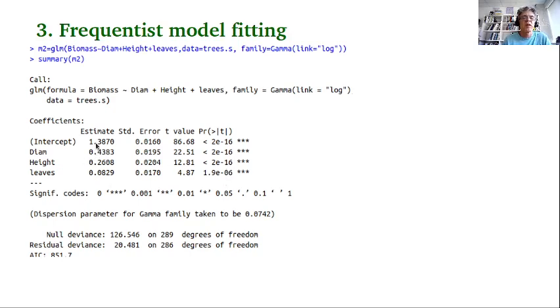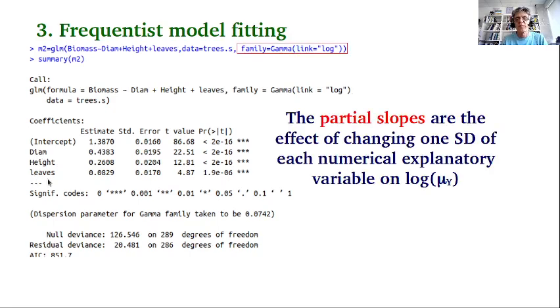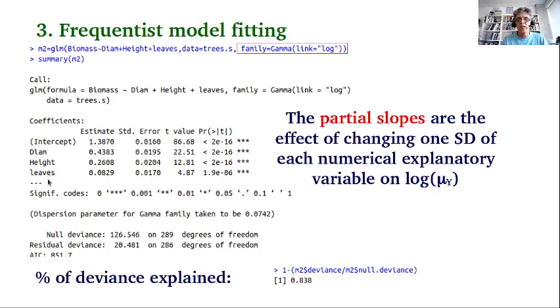The intercept is the log of the mean of the response variable when each of these explanatory variables is 0, and because they were standardized prior to the analysis, this corresponds to the log of the mean seedling biomass when these explanatory variables are at their mean values. The percentage of deviance explained is pretty high. This model explains 83.8% of the deviance of the response variable.